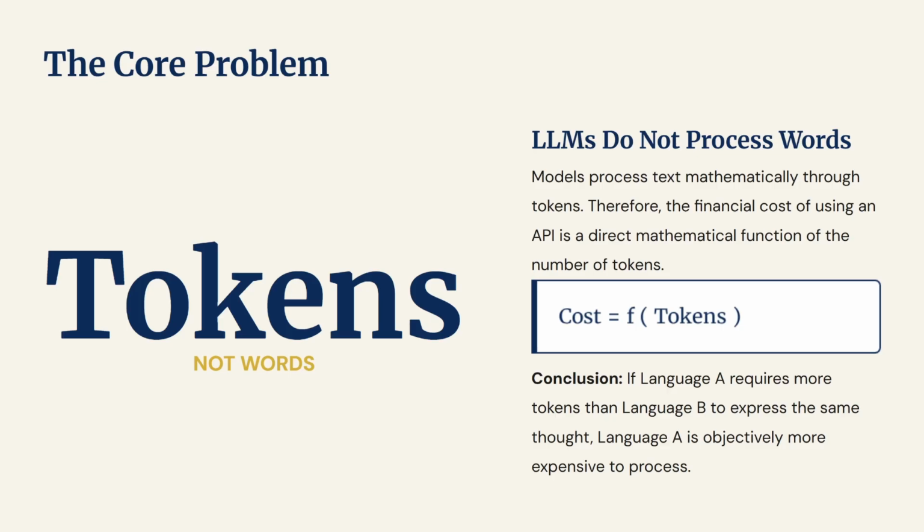The conclusion follows naturally. If language A requires more tokens than language B to express the same thought, then language A is objectively more expensive to use. This is not a bug or an edge case, it is a structural consequence of how tokenization works, and it affects every non English speaker who uses these systems.